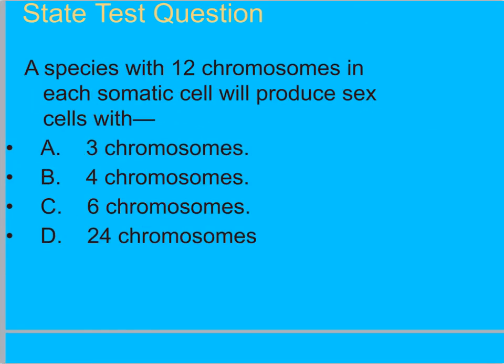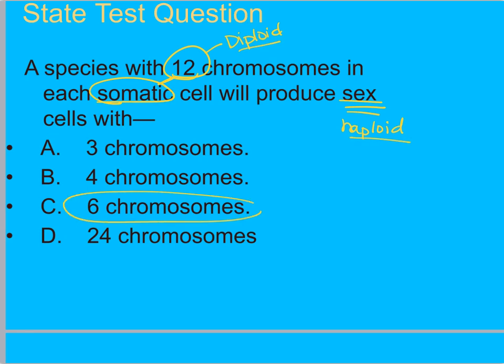Similar situation. A species with 12 chromosomes in each somatic cell will produce sex cells with how many? Okay, so if it's 12 in the somatic cell, we know somatic cells are going to be diploid. We also know that sex cells are haploid. So it gave me the diploid, and it wants to know the haploid. So hopefully you picked 6.